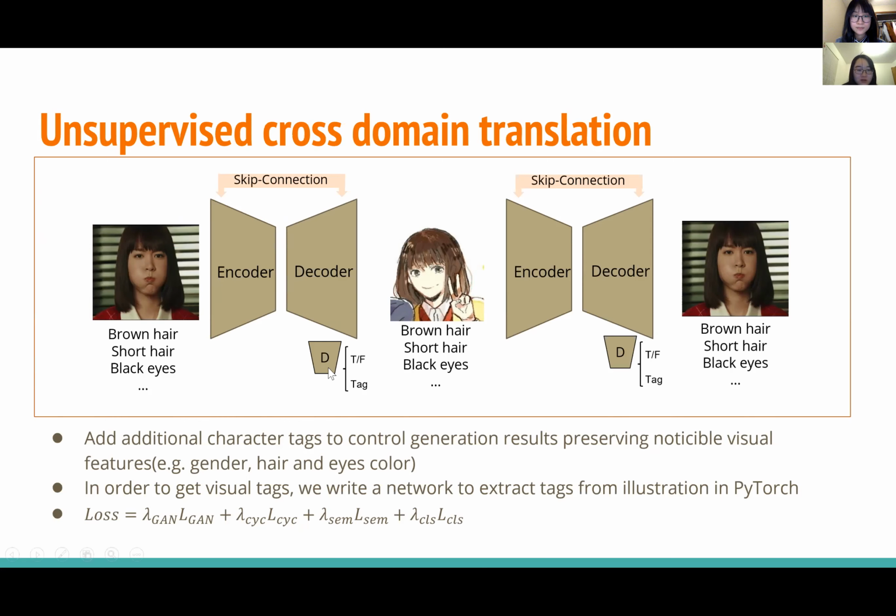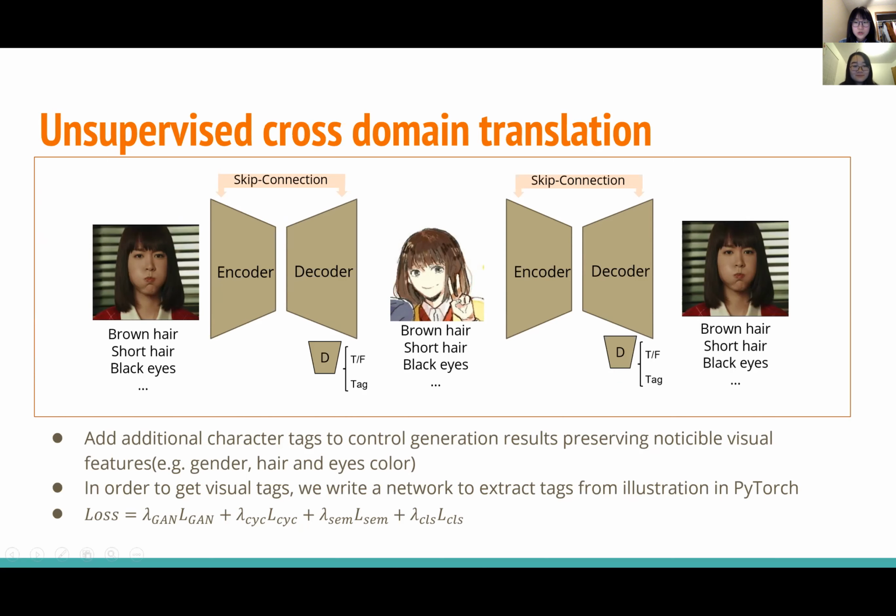As you can see, the change to this structure is more like an AC-GAN, in which the input of the encoder includes not only a picture but also the tags, and the output of the discriminator should also include the prediction of classification tags. And the whole loss of the network includes the GAN loss, cycle consistency loss, semantic loss, and the classification loss. And here is the network structure of illustration to vector.